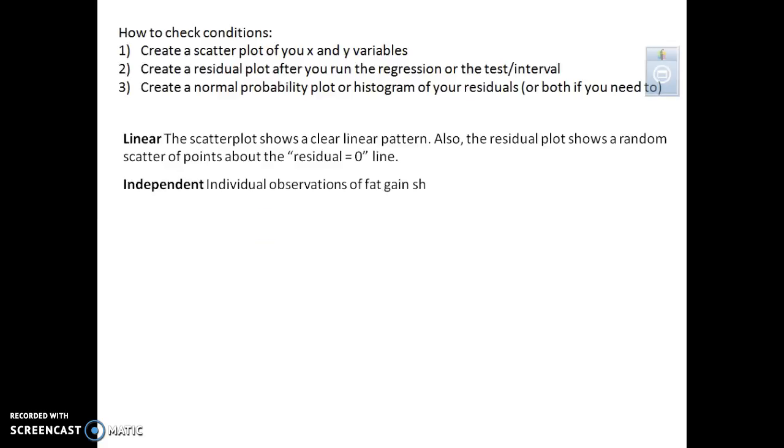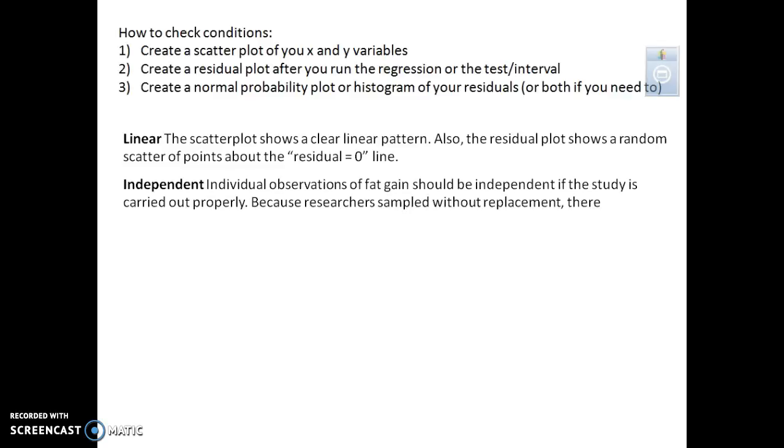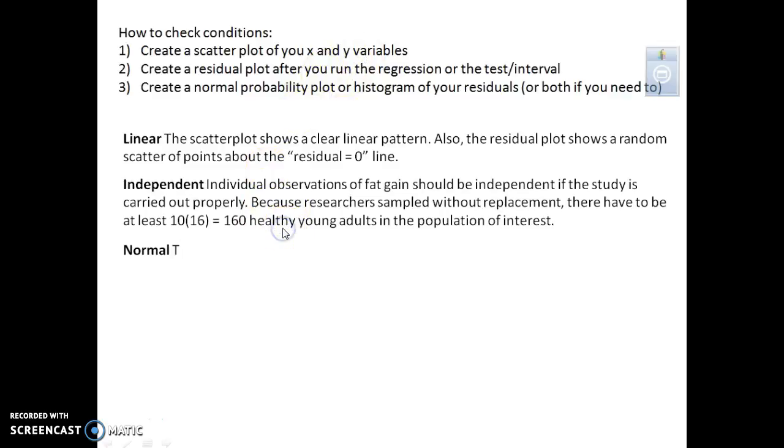Independent. Now we're not really addressing the independent condition with any of our graphs, but you obviously need to do that. You need to make sure that your individual observations of fat gain are independent, and they should be if the study was carried out properly. And they did say that they randomly selected, so that will help with the independence. Also, because they sampled the 16, we need to make sure that we have at least 160 healthy young adults in the population, which is obviously pretty reasonable.